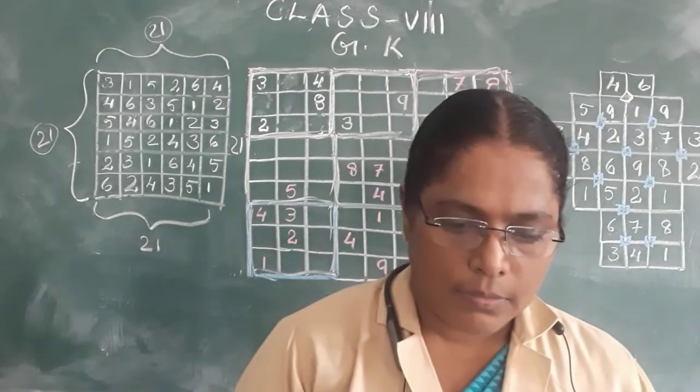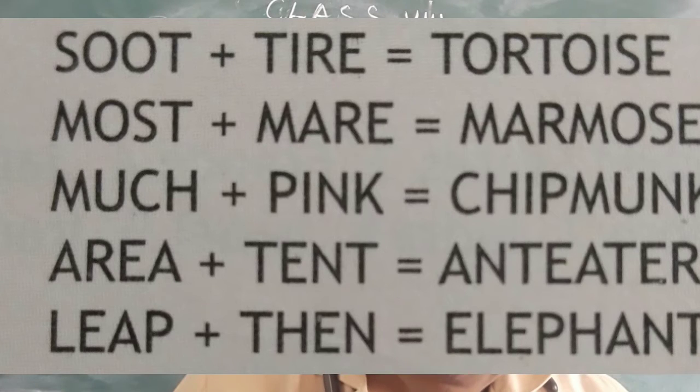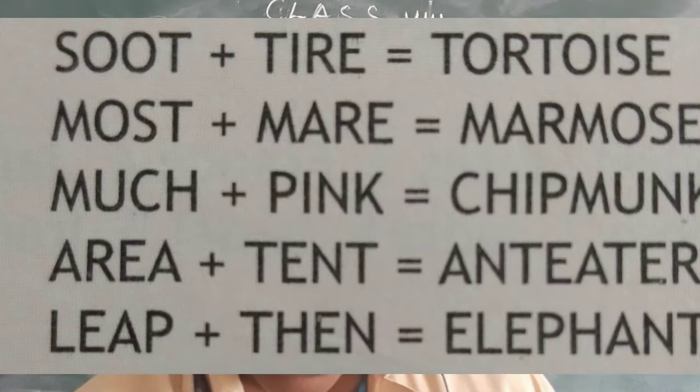And the second one, select a word from the first column and a word from the second column to create 5 words of 8 letters. Each of these 8-letter words is an anagram of an animal. What are the 5 animals?